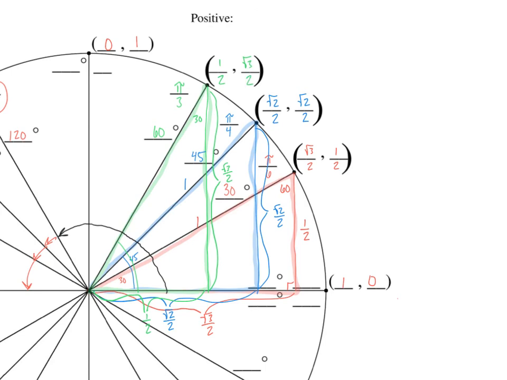And you'll keep moving around the triangle, labeling the points, labeling the angles in degrees, and labeling the angles in radians. Fill in that whole circle, okay?